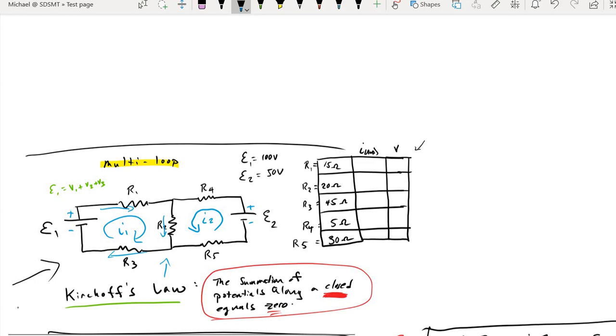I have current 2, which will flow through resistor 4, resistor 2, and resistor 5. Now, can you have two currents running through the same resistor?